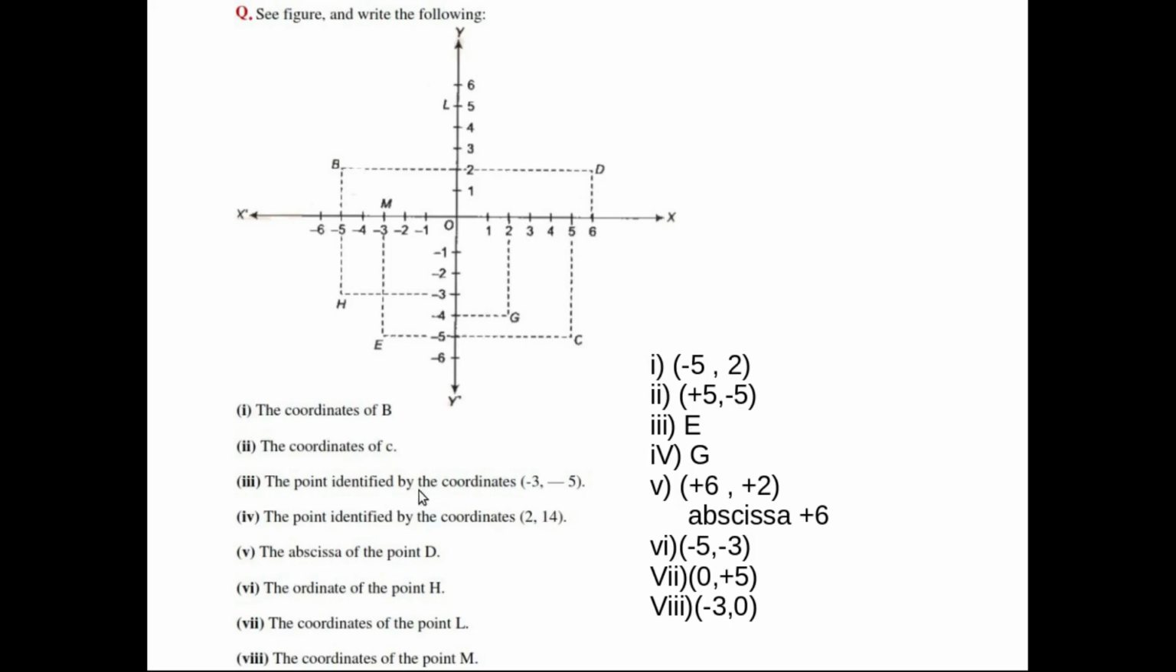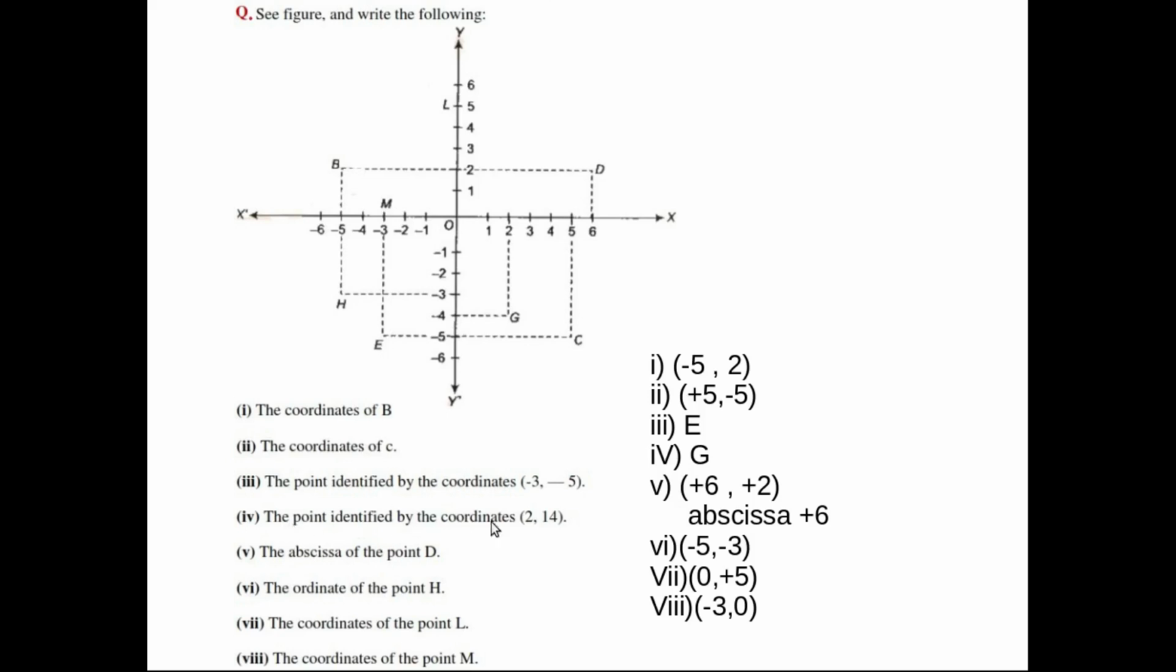Third one, the point identified by the coordinate. So here the coordinate point is given. We need to find which point is lying on this coordinate. So (-3, -5), where is it in this particular Cartesian system? So -3 on the x-axis on this side and then -5 below, because this part is positive and this part is negative. So just go down. See here, -5. So the answer is E, right?